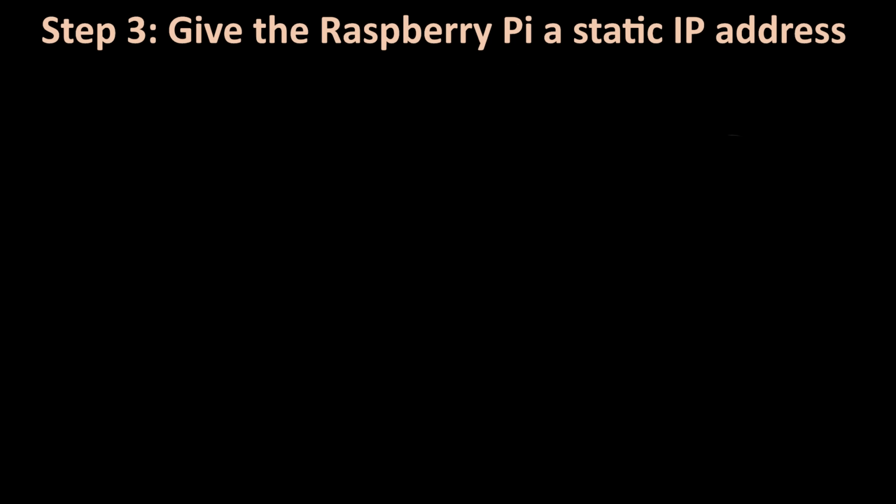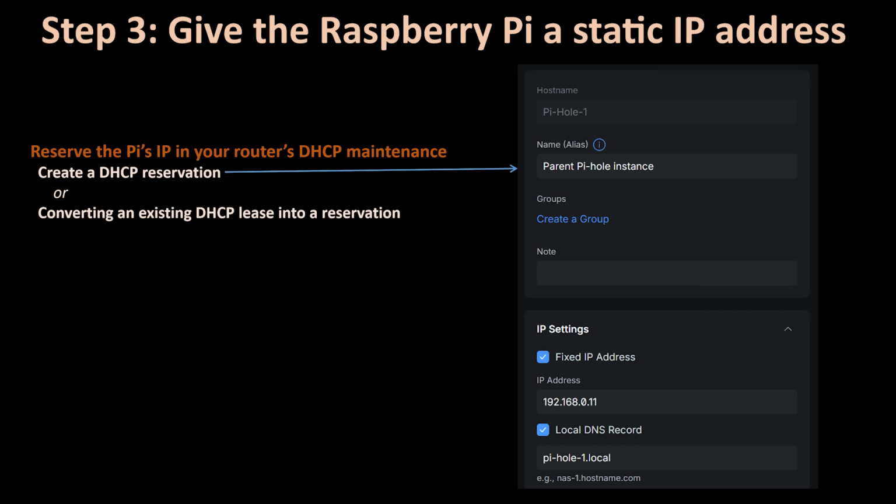Step 3. Give the Raspberry Pi a static IP address. In order to be reliably reachable, you will need to make sure that your Raspberry Pi does not have its IP address dynamically change. To do this, you can either reserve the Pi's IP in your router's DHCP maintenance, usually by creating a DHCP reservation or converting the existing DHCP lease into a reservation. This is the preferred method for this tutorial.